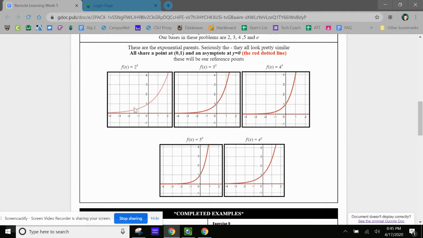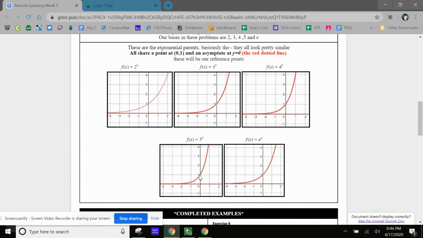Something else that's new here is that you've got this asymptote. This little dotted line here is the asymptote, and on the parent, it's always right there on the x-axis. So that equation is actually y equals 0. The other thing I want you to notice about all of these parents is that they all share a point (0, 1). Every single one of them goes through (0, 1).